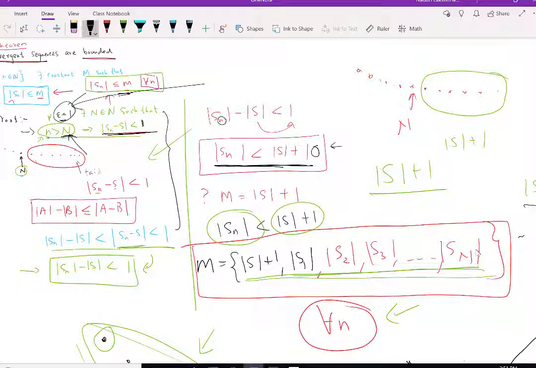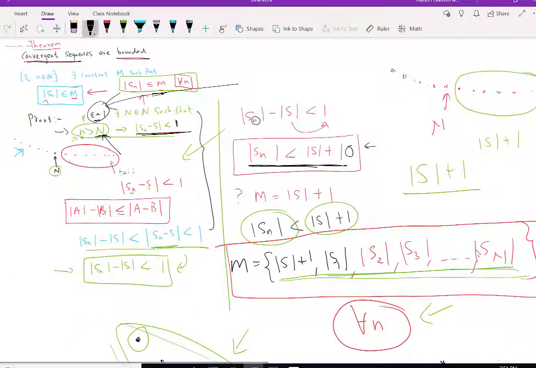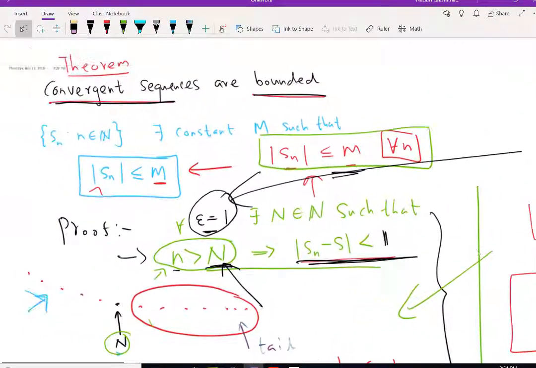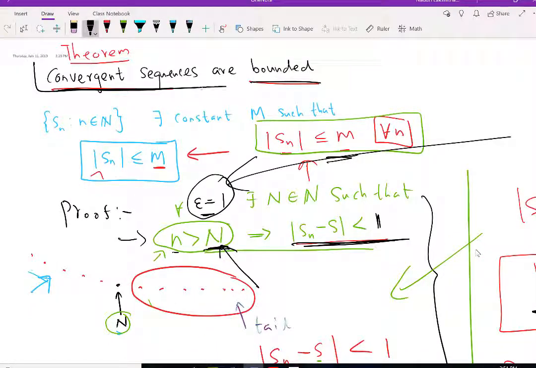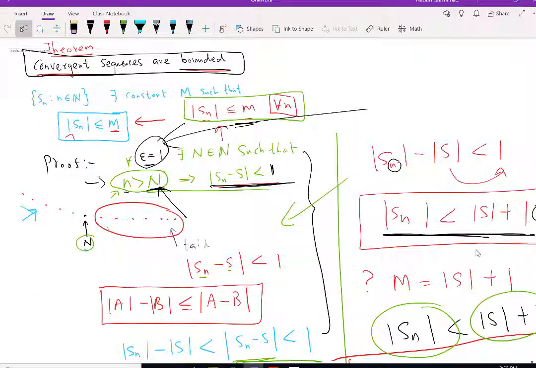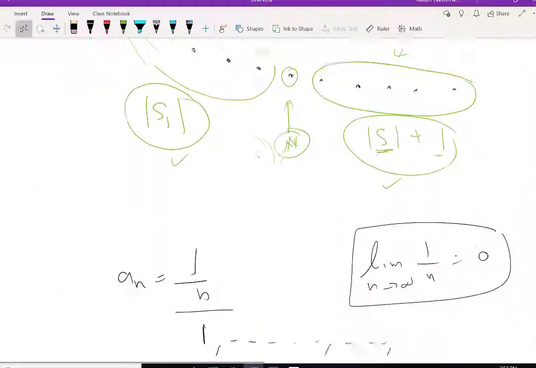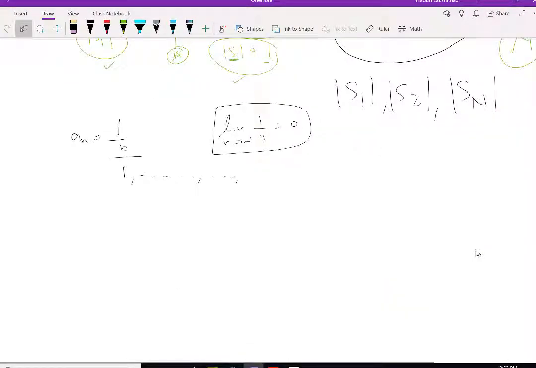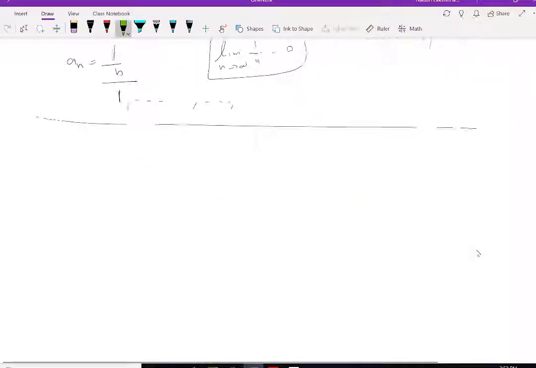Now the final thing that I want to address is that the theorem says convergent sequences are bounded. We were able to construct this proof based on the fact that the sequence is convergent. Now how about the other way around? If you have a bounded sequence, does that mean your sequence is convergent? What do you think? Pause the video and think about whether it's true or not.